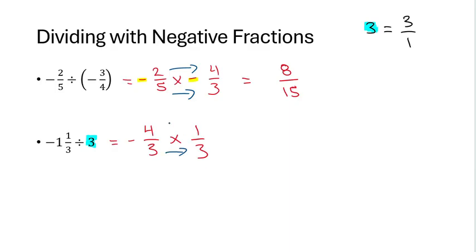Now, just check the diagonals. If you don't see any diagonals, just keep going like normal. So 4 times 1 is 4, 3 times 3 is 9. And then you got to check yourself. I have a negative sign here, and then I got a positive sign there, technically non-existent. And that means my final answer should be a negative number.